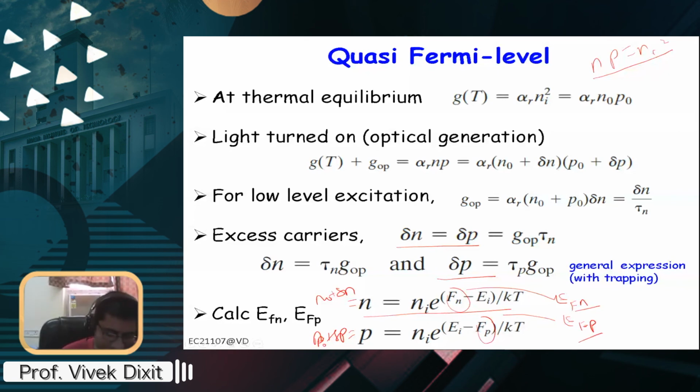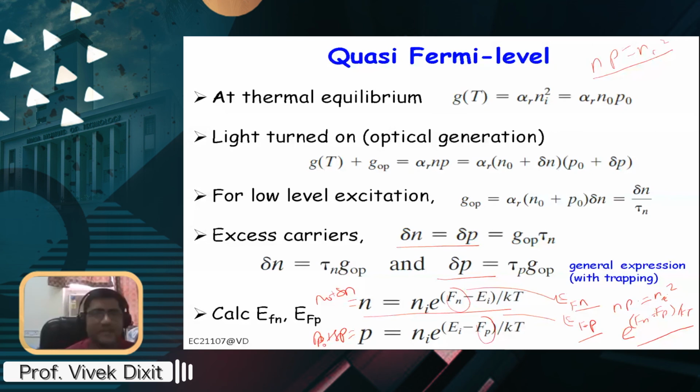And if you multiply these two, what will you get? The np product will be ni square times exponential of (Fn minus Fp) by kT. So that means the product is not ni square now. It is ni square times a factor with exponential (Fn minus Fp) by kT. Fn minus Fp is the difference of the two quasi Fermi levels. In equilibrium, these two quasi Fermi levels are the same, so this factor becomes 1.